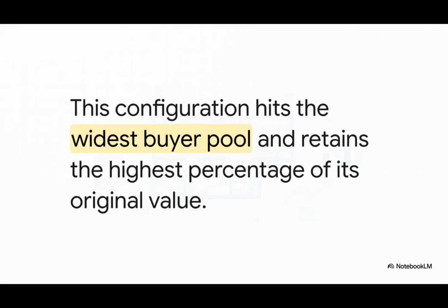And the smaller, more efficient model, that's what we call the 3-bed Goldilocks zone. It's not too big, not too small. It's just right. It hits the widest possible buyer pool you can imagine, from young families all the way to retirees. And that is the absolute key to holding on to the highest percentage of its original value.